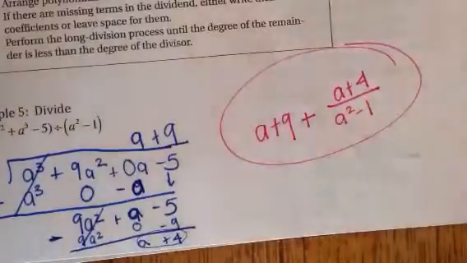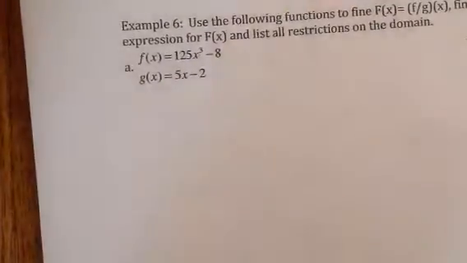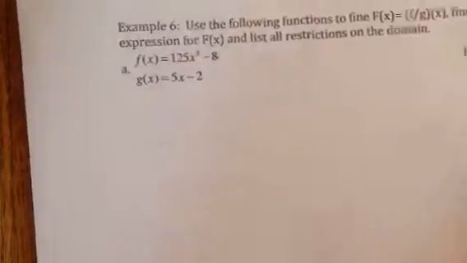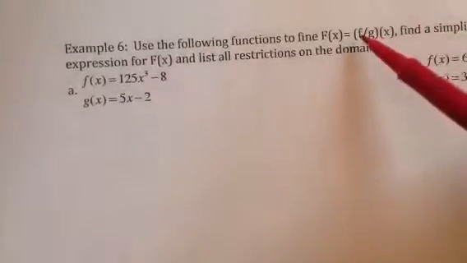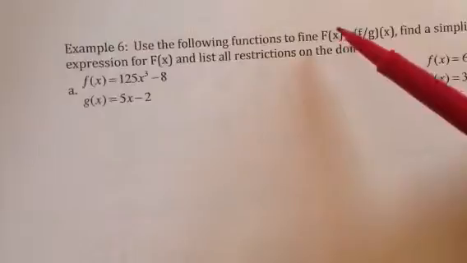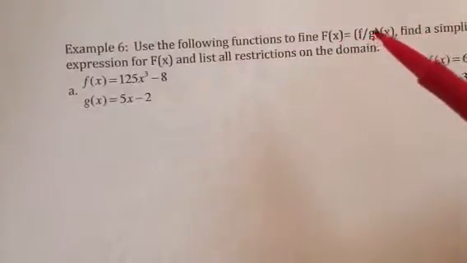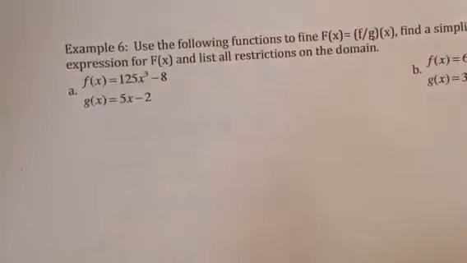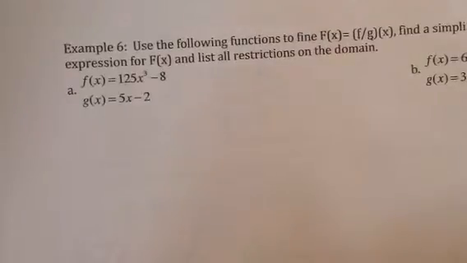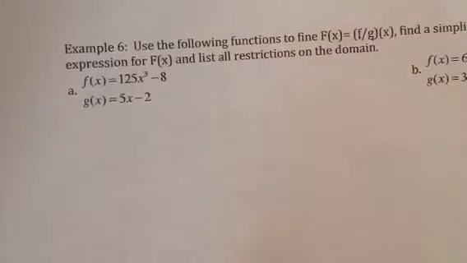Okay. So our last example, so now we're just going to see it in function notation. And so it wants us to take f of x and divide it by g of x. So we want to find the capital F function given this lowercase f function divided by g function, and simplify it and then state all the restrictions on the domain.